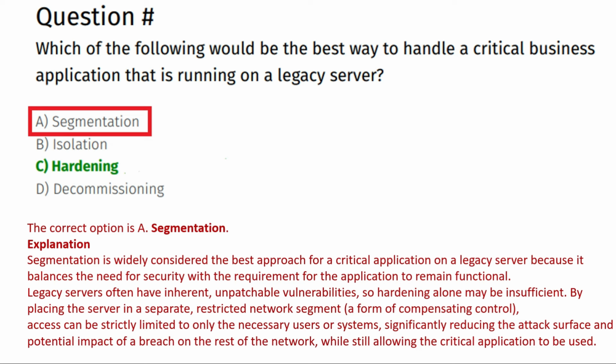By placing the server in a separate restricted network segment, a form of compensating control, access can be strictly limited to only the necessary users or systems, significantly reducing the attack surface and potential impact of a breach on the rest of the network, while still allowing the critical application to be used. So that's why the correct answer for this question is option A, segmentation. So let's move to the next question.